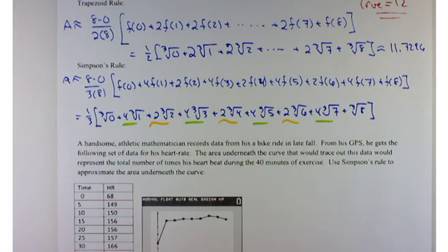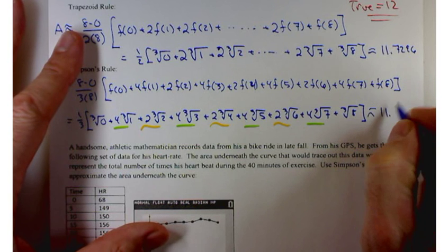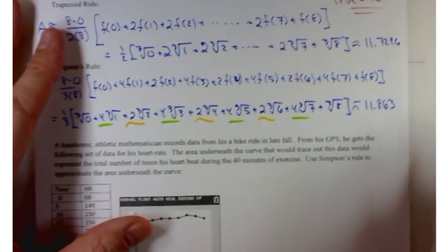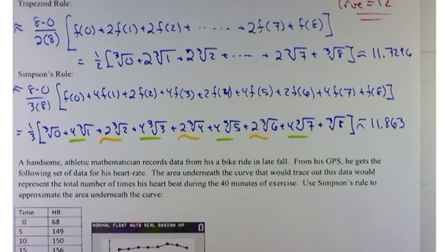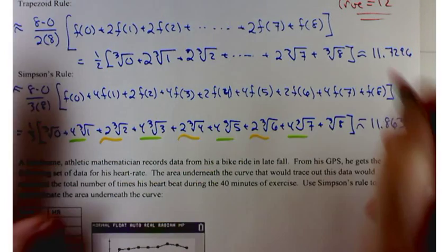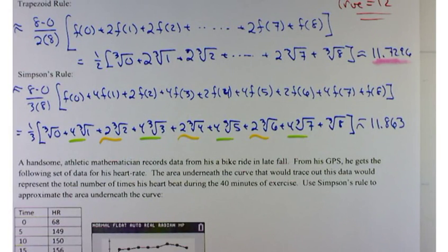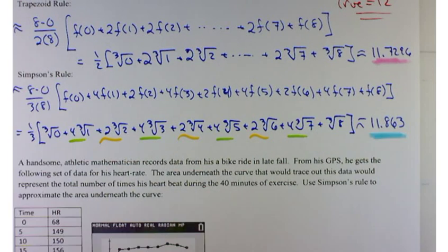Let's see, the total on that one was about 11.863. How are we looking on these first two? Pretty enthused? Okay, good deal. So 11.7 and 11.86.